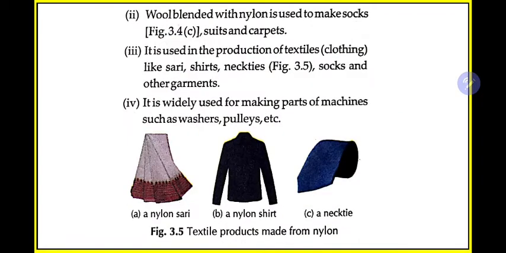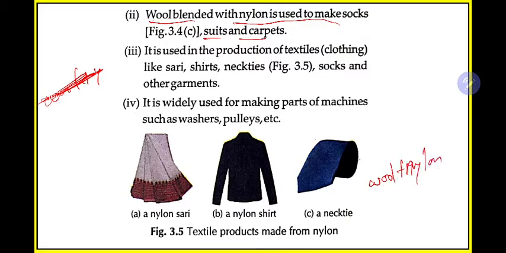There are some other uses also we'll learn. What are the other uses? Wool blended with nylon is used for making socks, suits and carpets. That means wool plus nylon equals socks. So for making socks, we use a combination of wool and nylon. Then for making different types of suits it is also used. Then for making carpets also nylon is used.